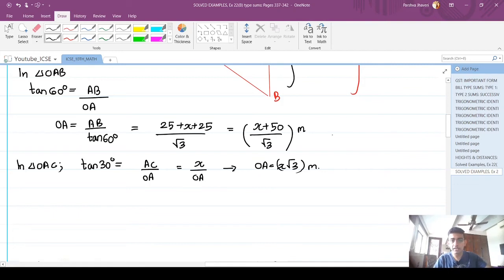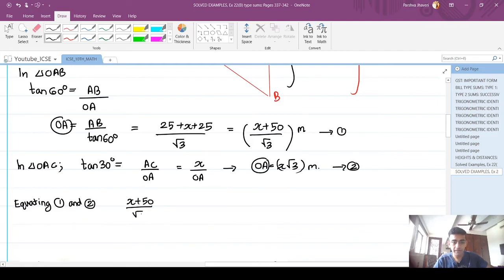Now all you have to do is equate this 1 and 2. Why? Because we are talking about the same thing. We are talking about OA in both. So equating 1 and 2, we get (x plus 50) by root 3 is equal to x root 3. Shift root 3 to the other side, root 3 into root 3 becomes 3. So we get x plus 50 is equal to 3x. You get 2x is equal to 50 and you get x is 25 meters.